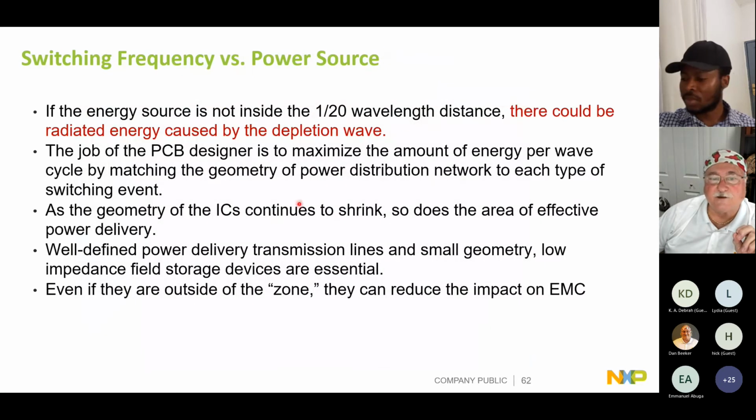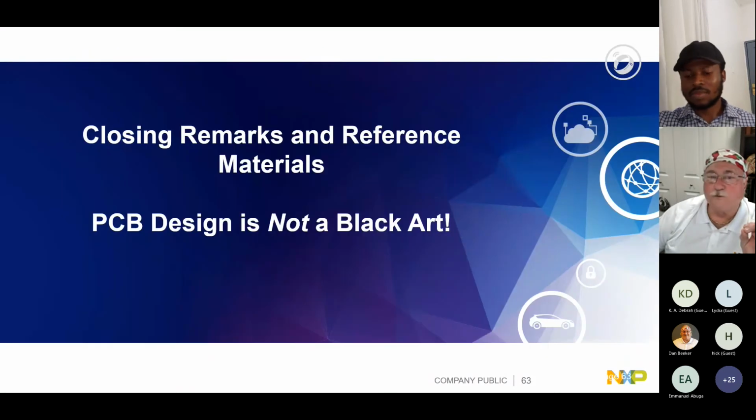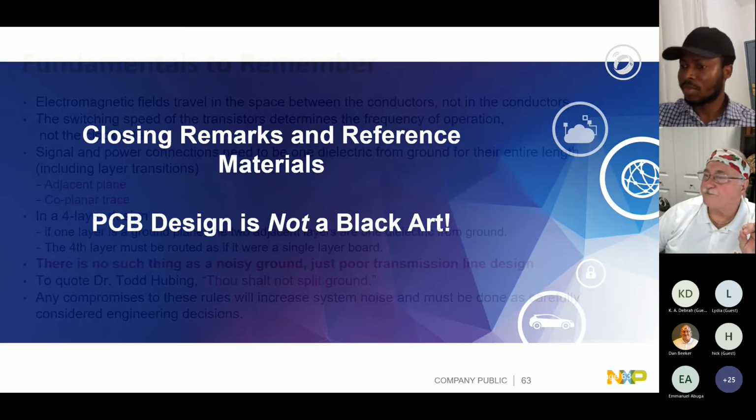So this is the idea, that you really have to know the switching speeds and the geometry of the device you're using. This is absolutely critical, and we have to spend a lot of time identifying these facts in order to set the rules for a particular PC board. We're going to do a little bit of a wrap up here.